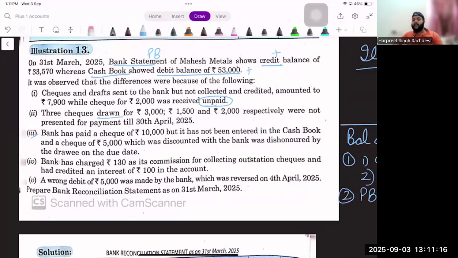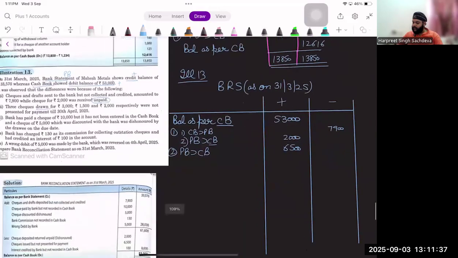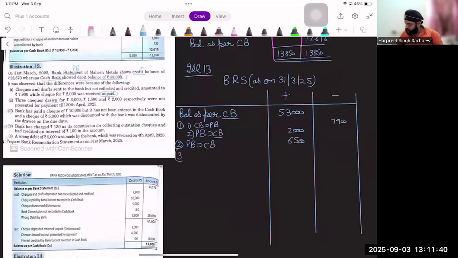Next one, bank has paid a check of 10,000 but it has not been entered in the cash book. Bank has paid means the bank deducted the money. We have not recorded it, so cash book is greater. Third point also contains 2 points, so we'll write first point. It was cash book greater than passbook with 10,000, so we'll deduct.